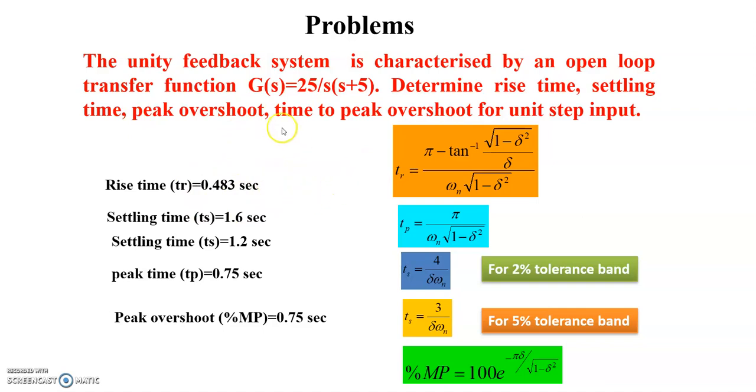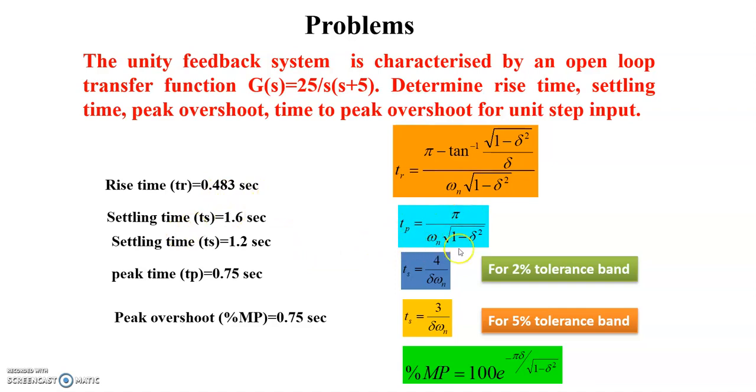After finding the zeta and omega n, you can find the rise time, settling time for different tolerance, peak time and peak overshoot. You know the formula: TR is equal to pi minus tan inverse of root of 1 minus zeta square by zeta, divided by omega n root of 1 minus zeta square. You can substitute and find the rise time, which is 0.483 seconds.